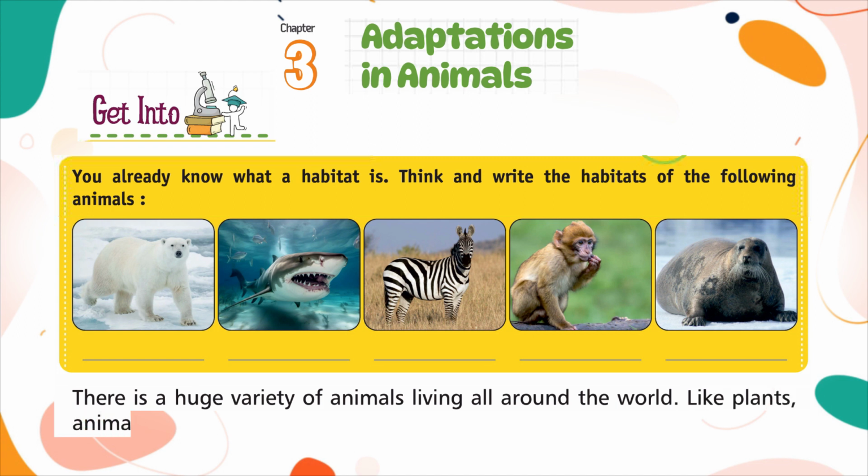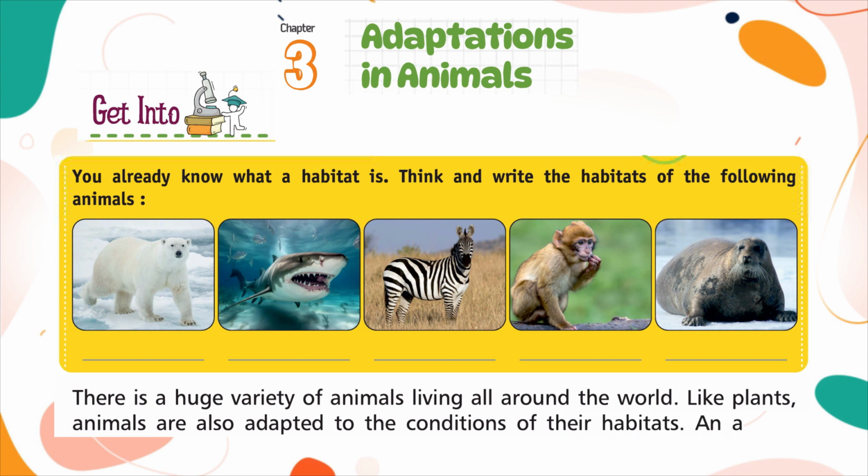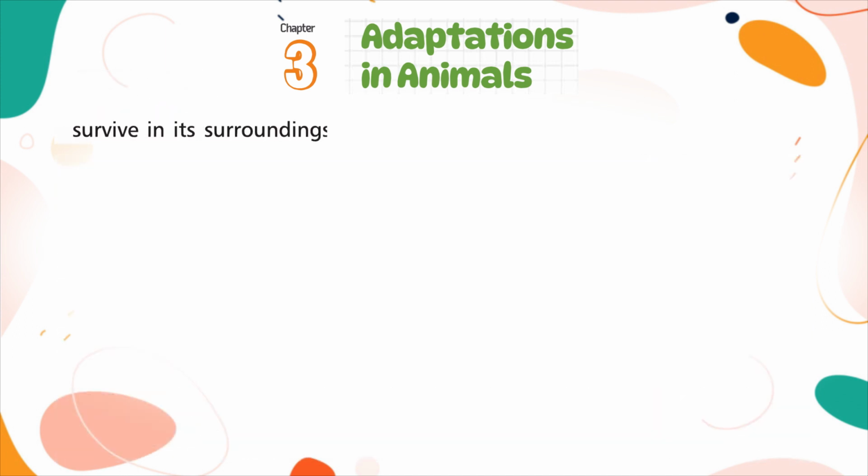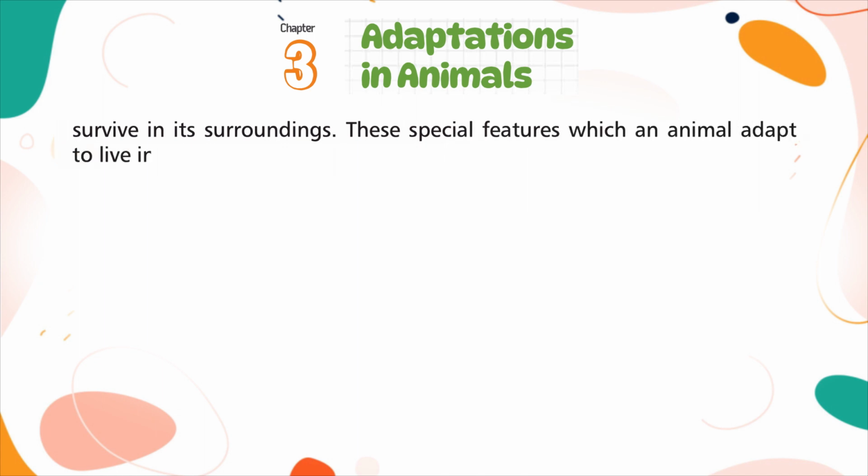Like plants, animals are also adapted to the conditions of their habitats. An animal develops a particular type of body, behavior, and habits to adjust and survive in its surroundings. These special features, which an animal adapts to live in a particular place, are called adaptations.